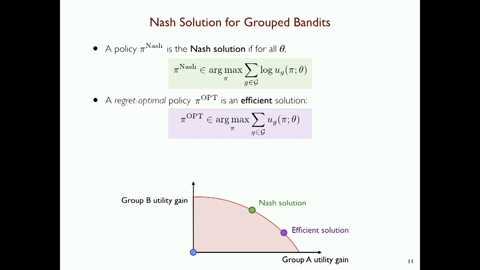If you thought about what a typical, and now this is important, optimal algorithm might do in this case, it would simply maximize the sum of the utilities. That's equivalent to a regret optimal algorithm. Okay? So let's just take a pause here.